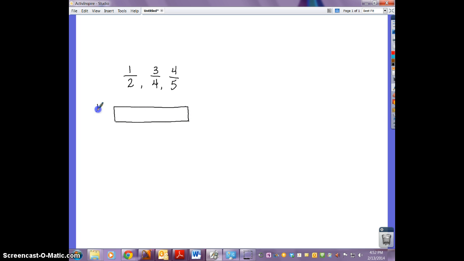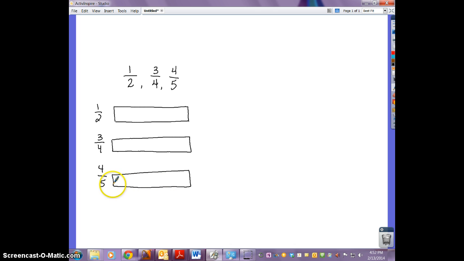Going back to what we know about fractions, I'm going to show you the three fraction bars representing 1/2, 3/4, and 4/5. If you'll notice, all of these fraction bars are equal in size. However, they are not equal in the number of pieces. So this is 1/2. This is 3/4. And this is 4/5. Now bear with me because it might not be perfect, but it's the general idea we're looking for.